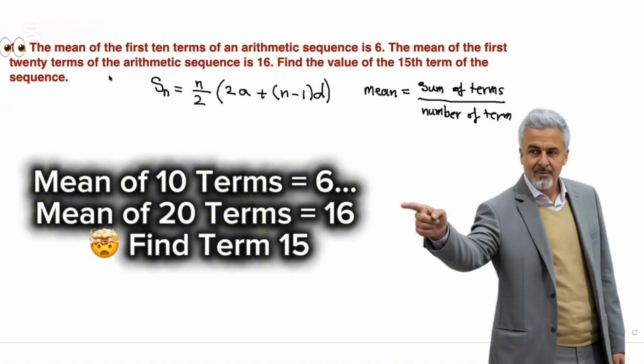Here we're given the sum formula for the arithmetic sequence, which is Sn equals n over 2, brackets 2a plus, in brackets, n minus 1, d, where a is the first term, d is the common difference, and n is the number of terms. We also know the mean always equals the sum of terms divided by the number of terms. That's what we're going to use to solve this puzzle.